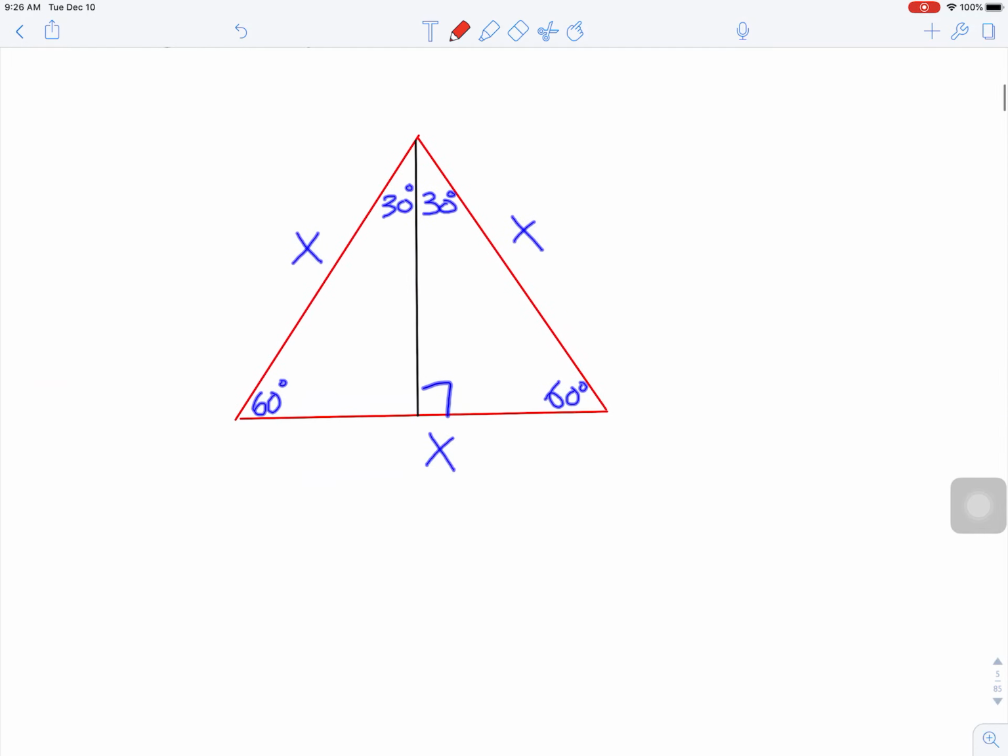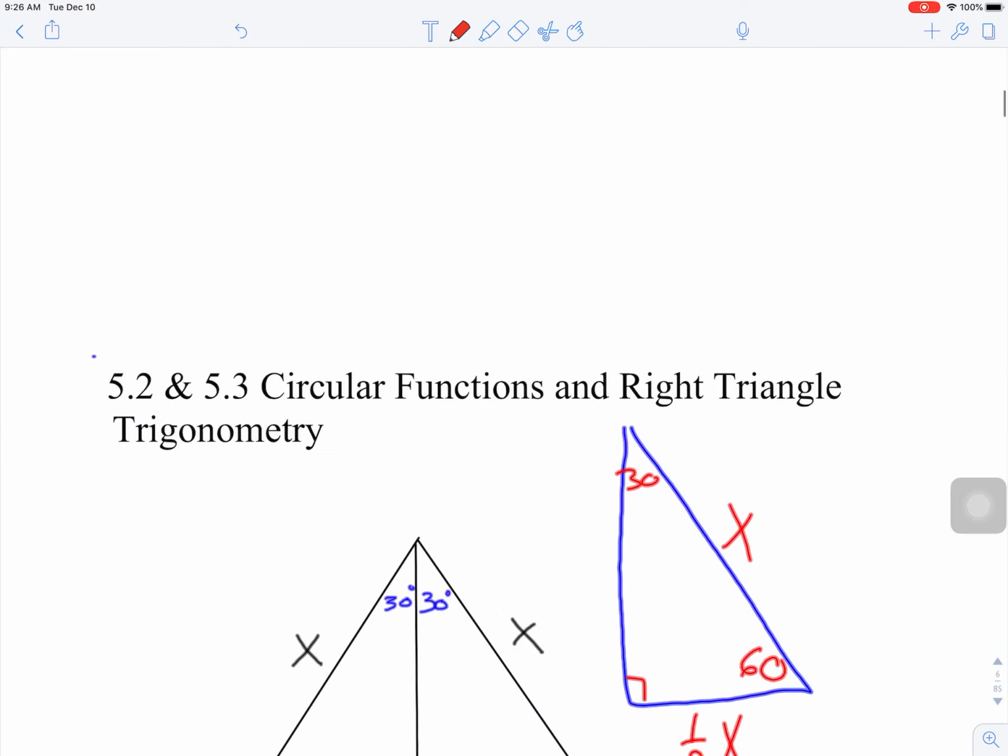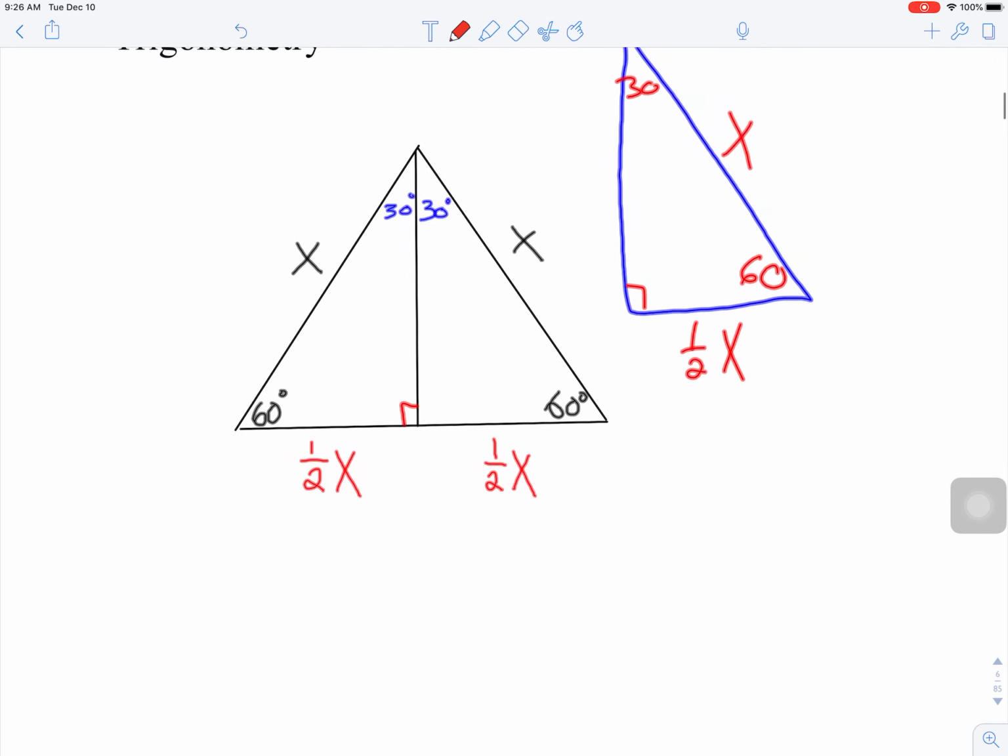Just for fun then, I'm going to drop in a perpendicular line straight down the middle. Now this line is going to do a few things. One of the things that it does is it bisects the angle up at the top, and it also bisects the side at the bottom. And so what I create in here is a triangle.